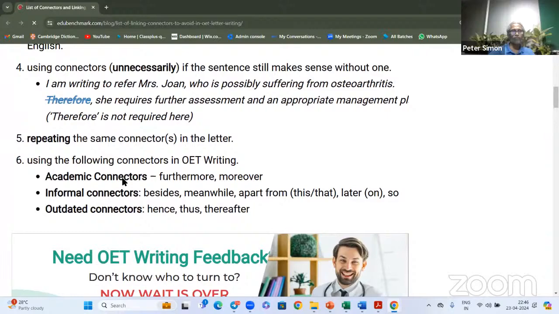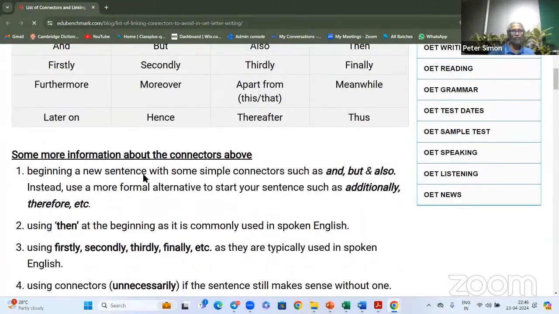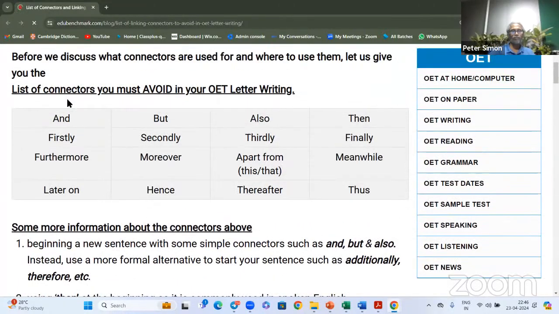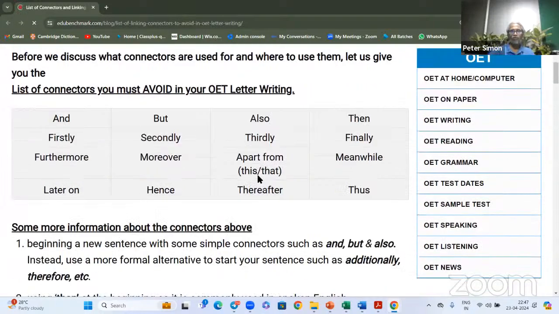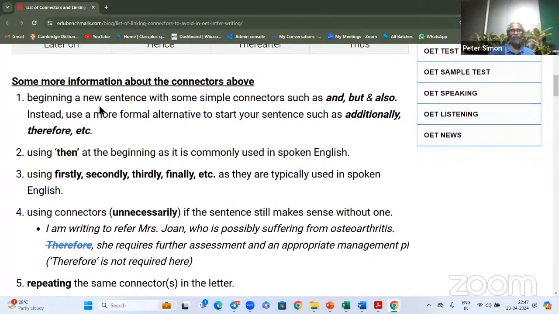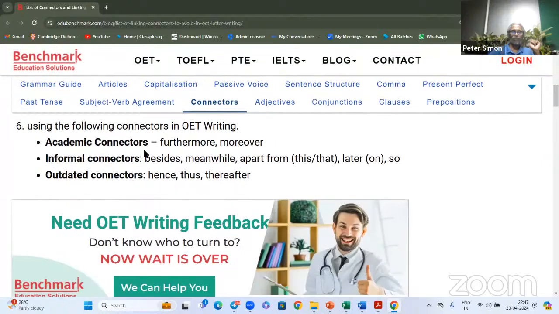Then, so you have to avoid the list of connectors you must avoid in OET letter writing. Beginning a new sentence, you have to avoid these things. In the middle of the sentence, you can use them, right? Then, using "then" at the beginning, you should avoid. Firstly, secondly, all this you have to avoid.